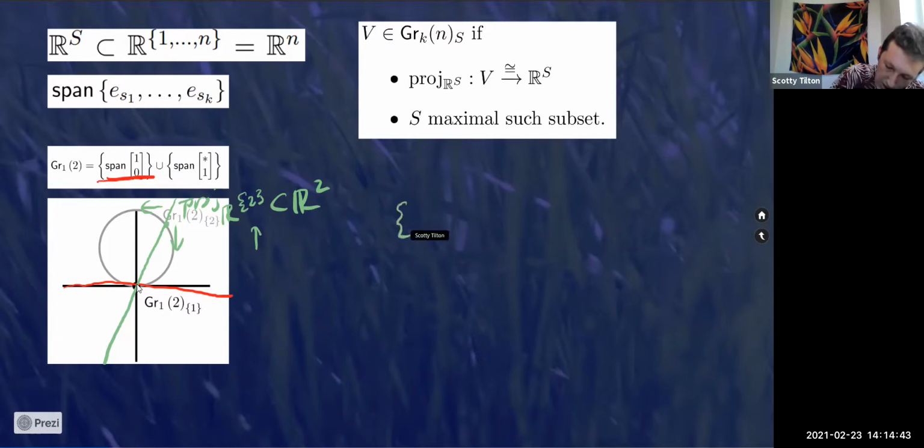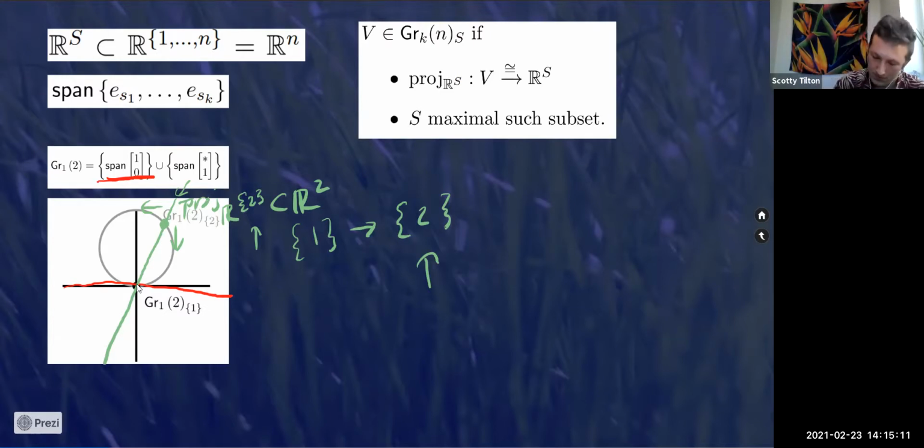But in the poset 1 to 2, 2 is the maximal such element that this line projects onto. So that means that this line lives in the Gr(1,2) sub 2. Everything's still good? Everyone's still with me?